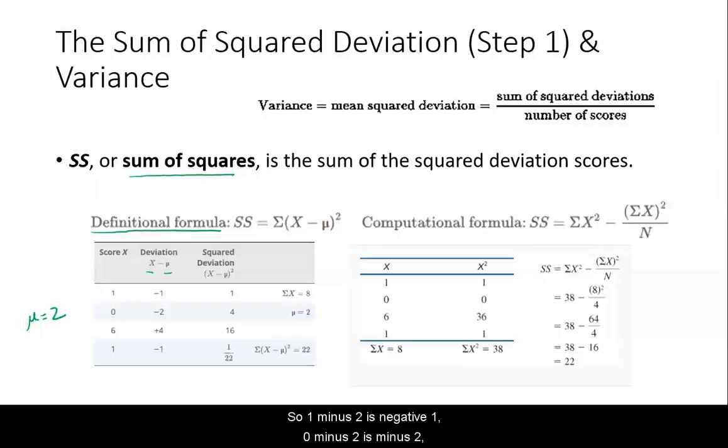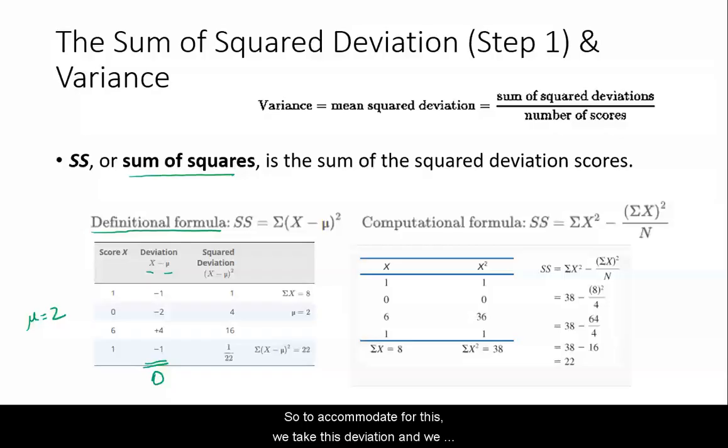So 1 minus 2 is negative 1. 0 minus 2 is negative 2. 6 minus 2 is 4. 1 minus 2 is negative 1. And so here's why the squares come in. If you add up all of these deviations, all of these distances from the mean, they total 0. Because by definition, the mean is the score in the center of all of the scores. So when you just subtract from the mean, you can't get anything but 0.